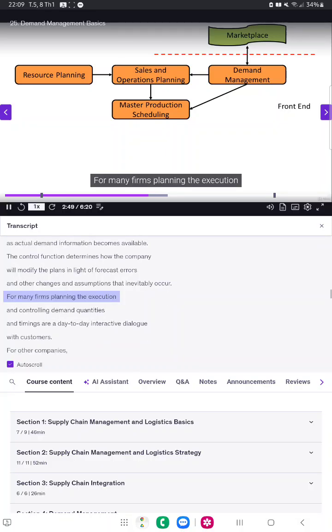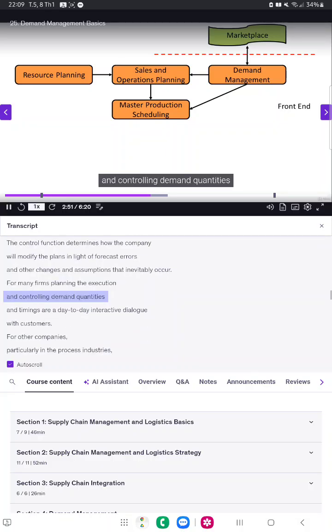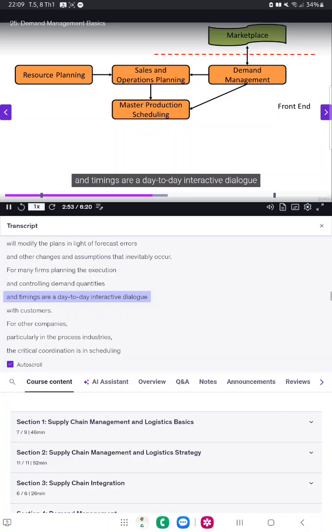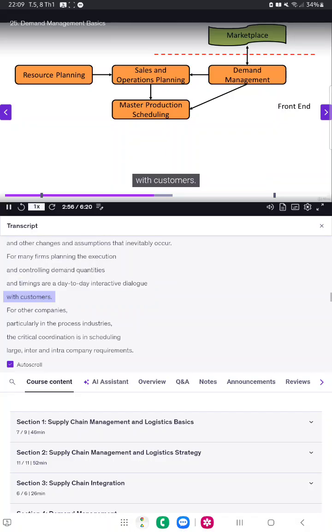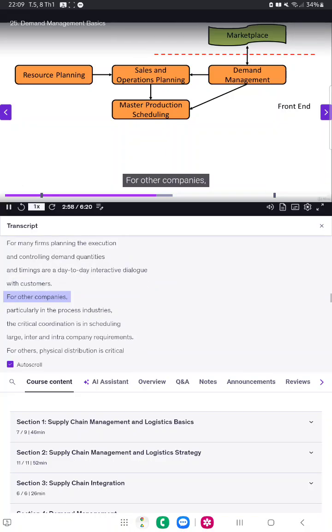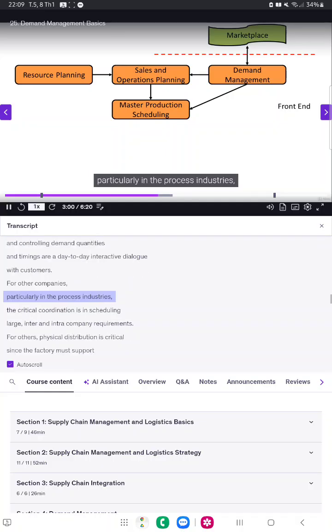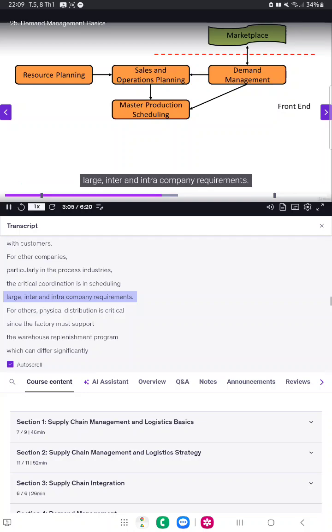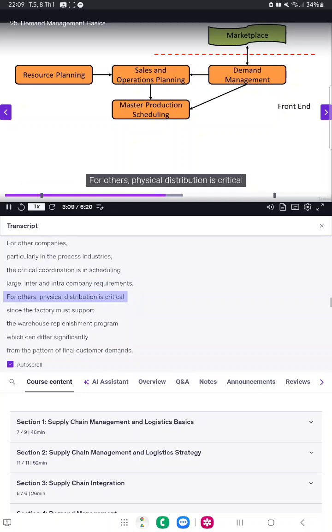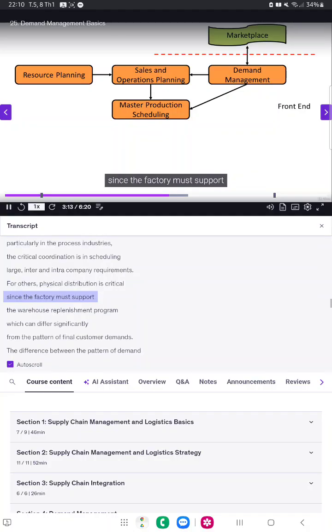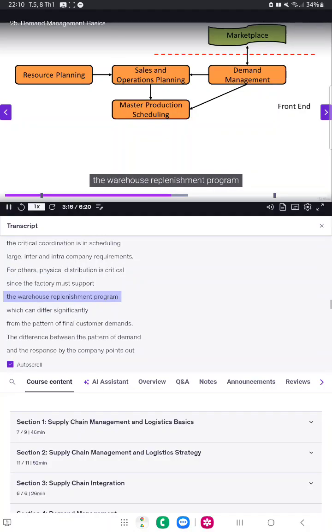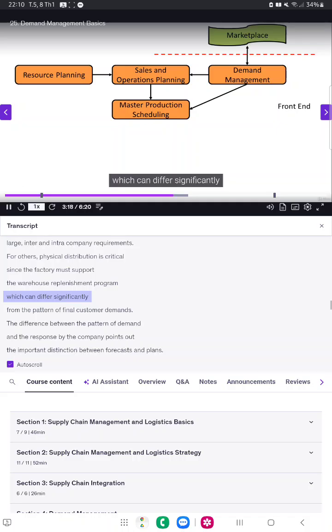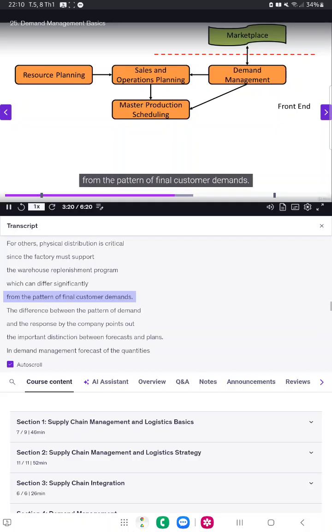For many firms, planning the execution and controlling demand, quantities, and timings are a day-to-day interactive dialogue with customers. For other companies, particularly in the process industries, the critical coordination is in scheduling large inter- and intra-company requirements. For others, physical distribution is critical, since the factory must support a warehouse replenishment program, which can differ significantly from the pattern of final customer demand.